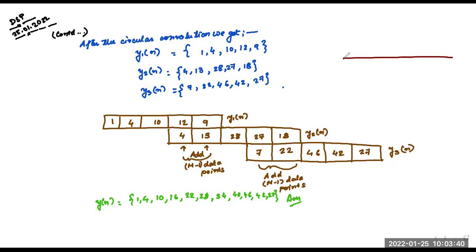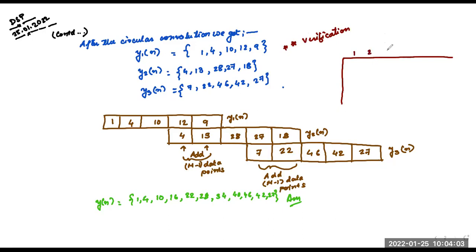So the matrix method, linear convolution, this is only for verification. You cannot do this in the examination. This is only for verification that your answer is right or not. For verification we can do it, but if you do this in section convolution, you will not get any marks.